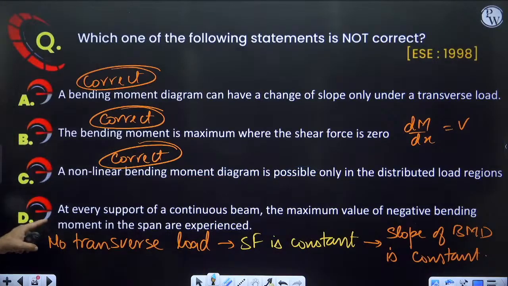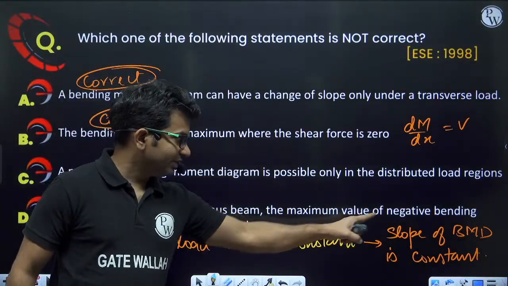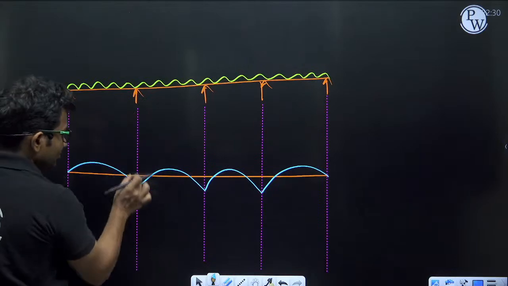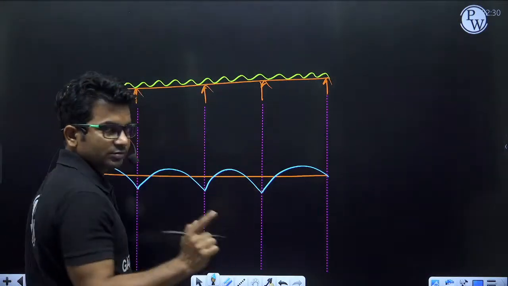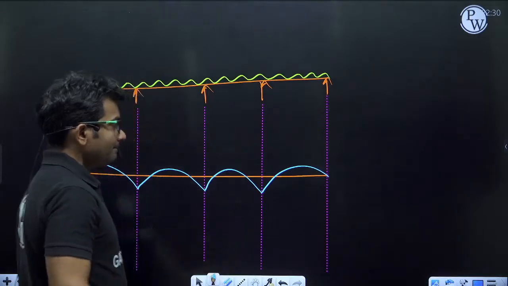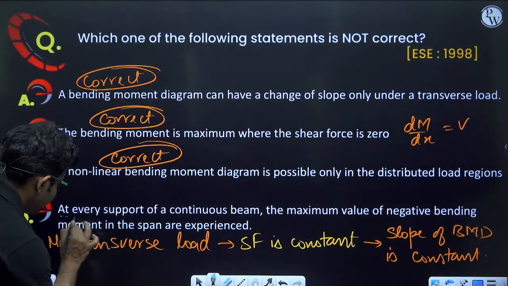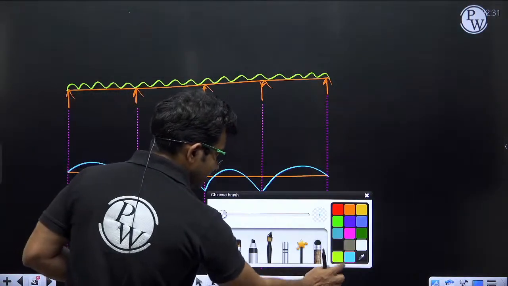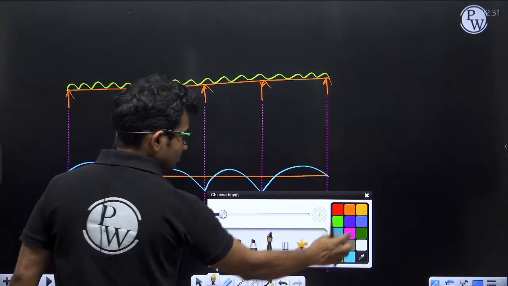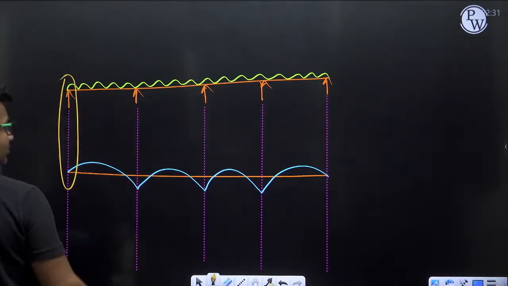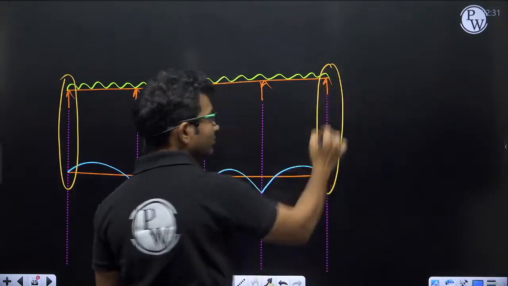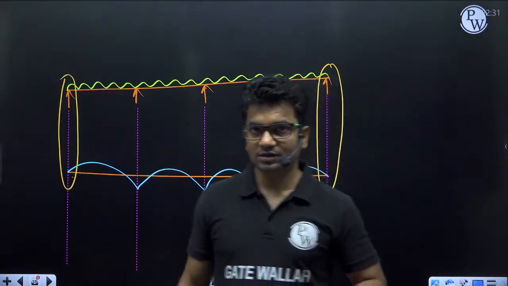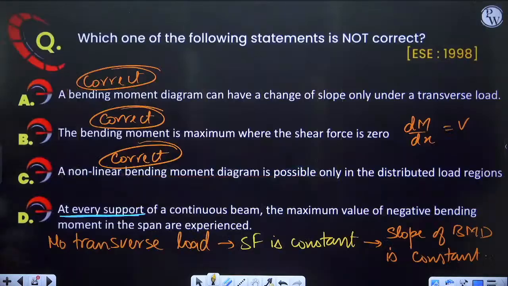Okay, so at every support of a continuous beam, the maximum value of negative moment in the span is experienced. If we talk about the middle supports, maximum negative value is experienced, that is true. But here they are talking about every support. Are we getting maximum negative bending moment at this support? No. So at these two supports we are getting zero bending moment. So this statement becomes wrong.